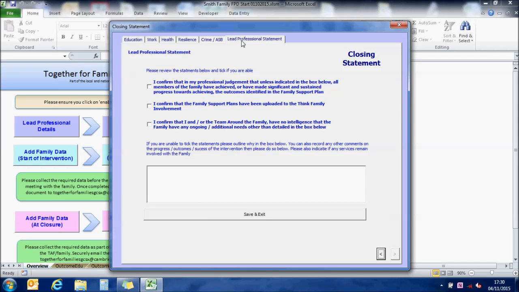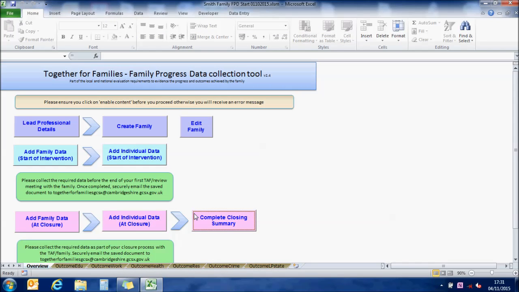Finally, we need to review the lead professional statements. We will tick all of the statements as it is the view of the team around the family that the family require no further support. As Sarah still has mental health needs, it is important that we put some comments as to why we're closing despite there being outstanding needs. For this example, we can write, Sarah still has mental health needs, but sufficient plans and strategies are being followed and no additional support is required. At which point, we can save and exit and return to the overview screen.